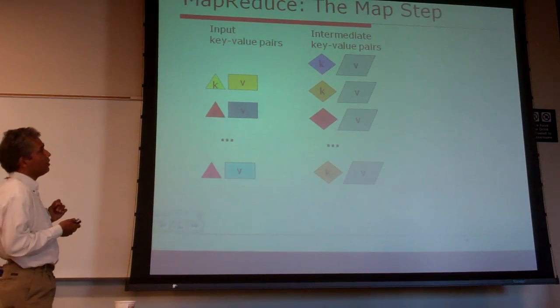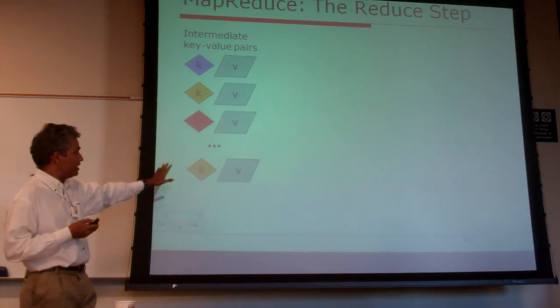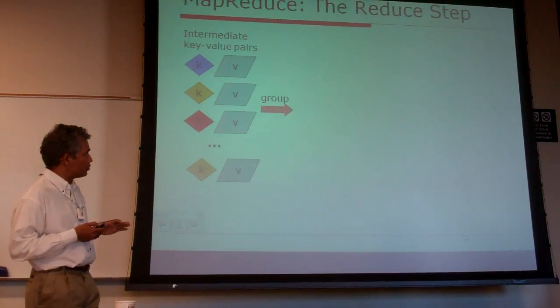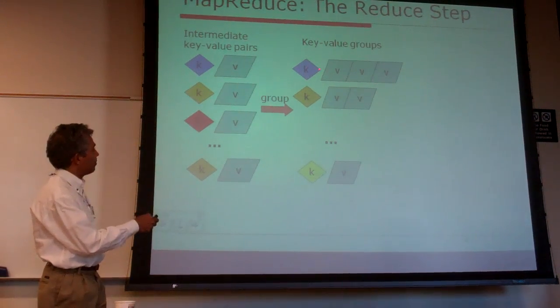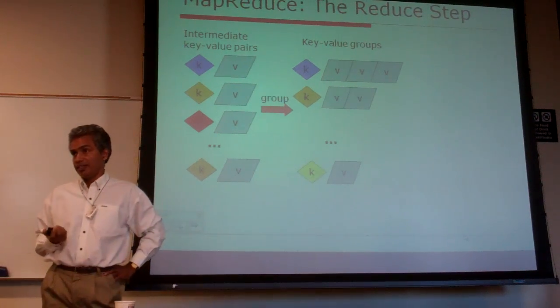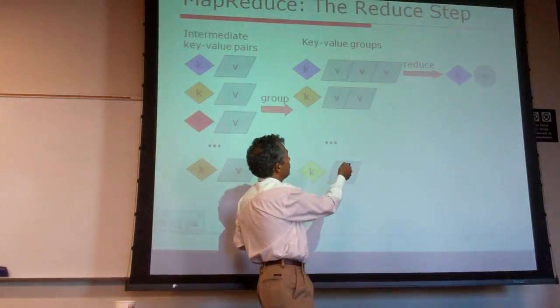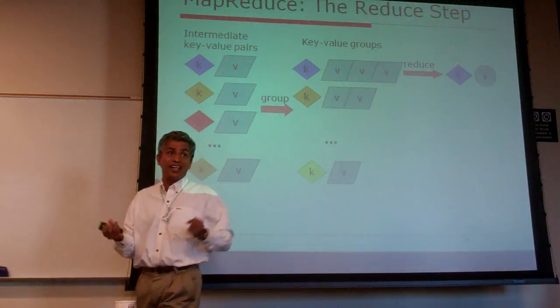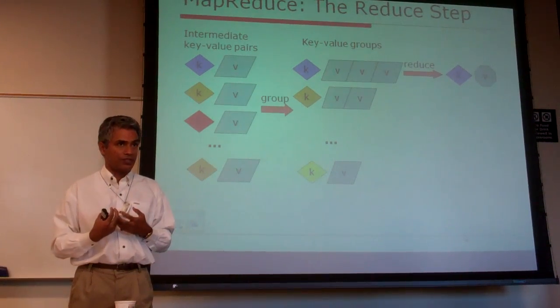Okay, and then at this point of time, these intermediate key value pairs are reduced by first of all grouping them, such that for keys of the same type, all their values are grouped together. Okay, and then the reduction would do some computation over the group, such as adding them up, such as unioning them, such as doing some other computation.